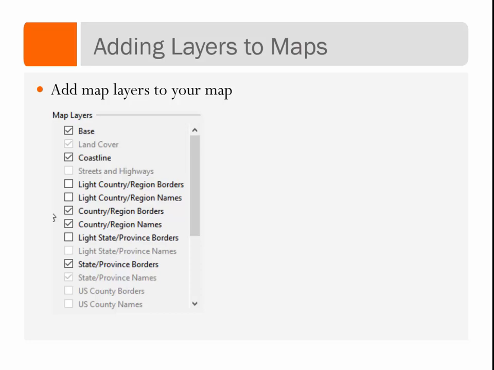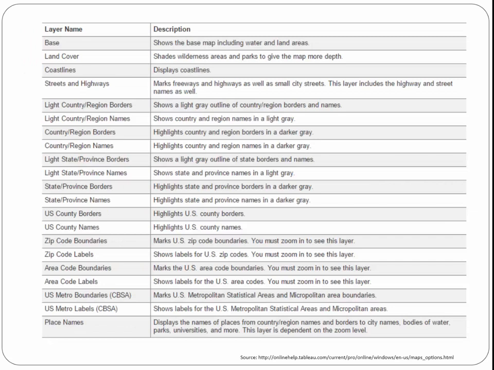I can also add a number of layers to my map, and so if we select map layers, you can see here that I can turn on or turn off coastlines, streets and highways, regions, states and province borders. So lots of different choices there of things I can turn on and off. So we've provided a whole list of layers for you here to choose.